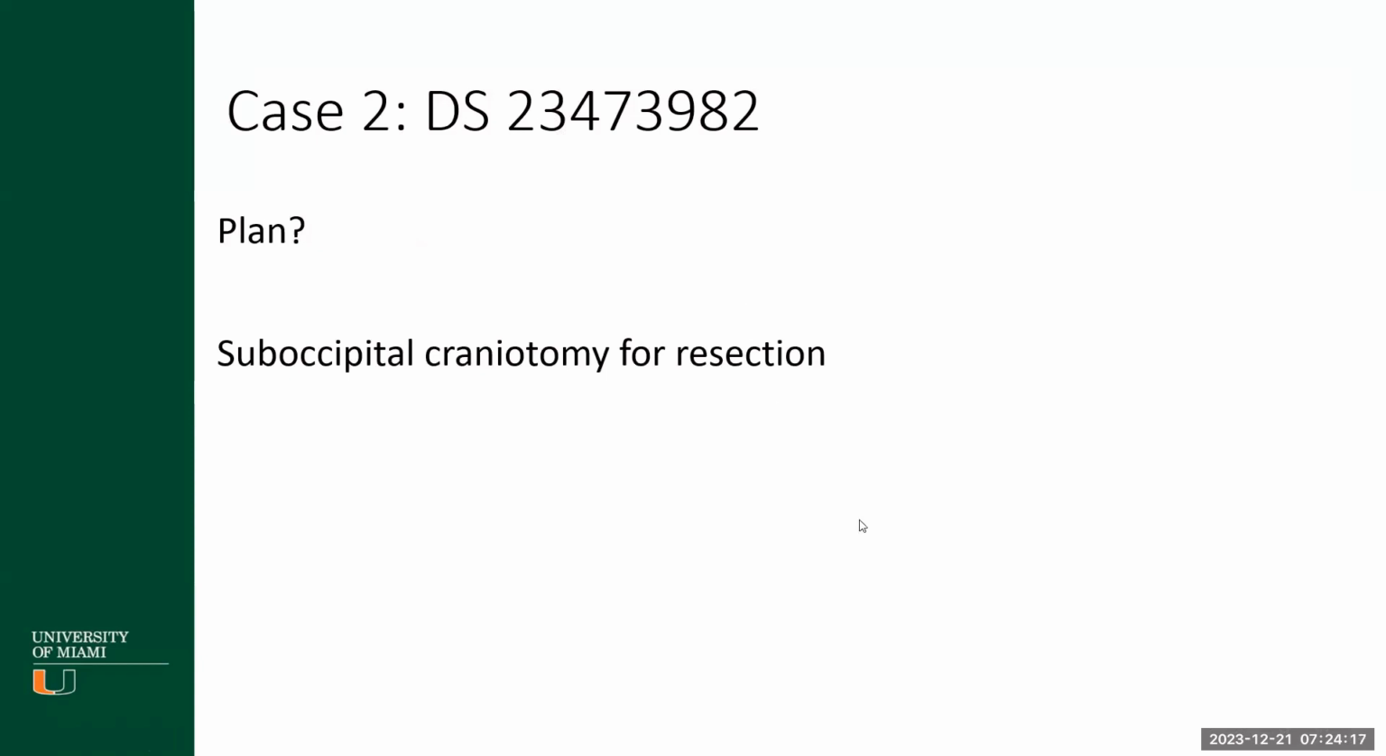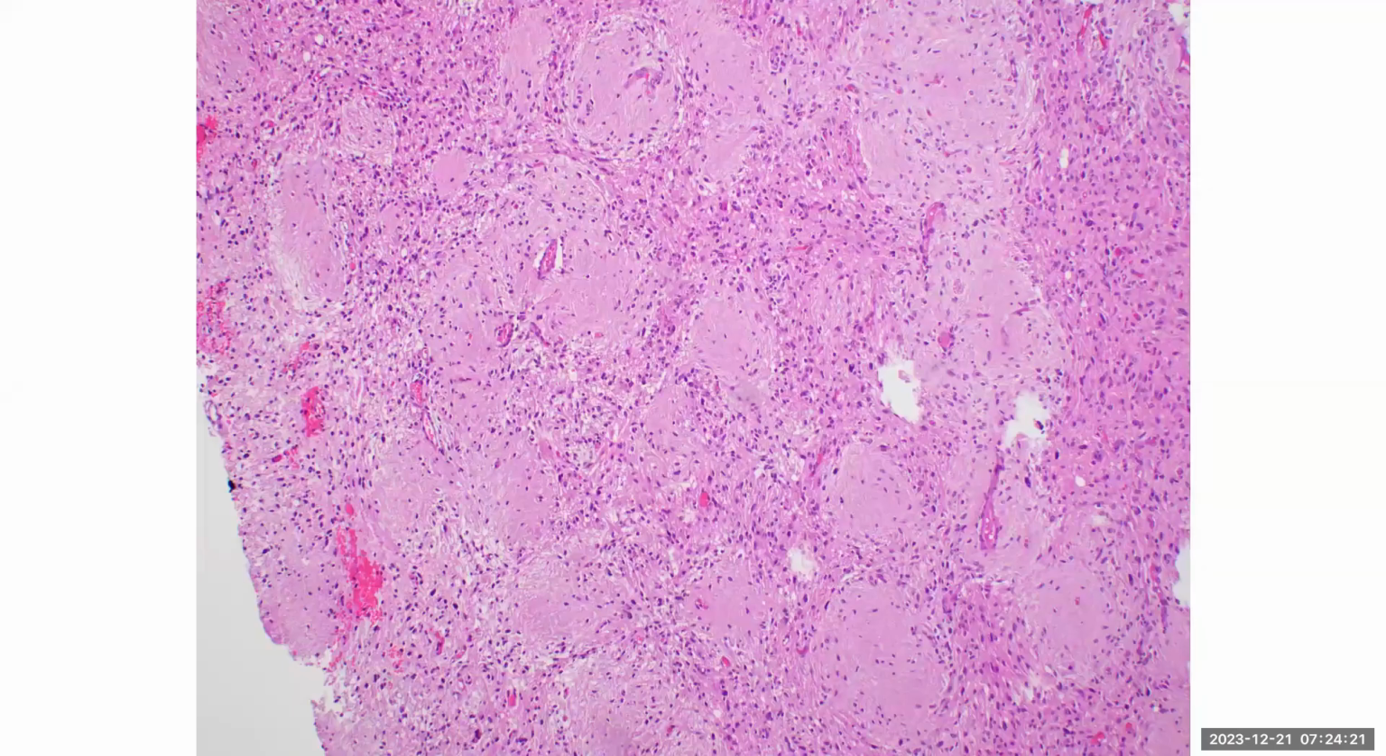So after that, what was the path? Intraoperatively, path was sent, and this is what we're finding. This lesion looks like a primary tumor. First of all, it's not a metastasis. It's a primary neoplastic proliferation of the CNS.